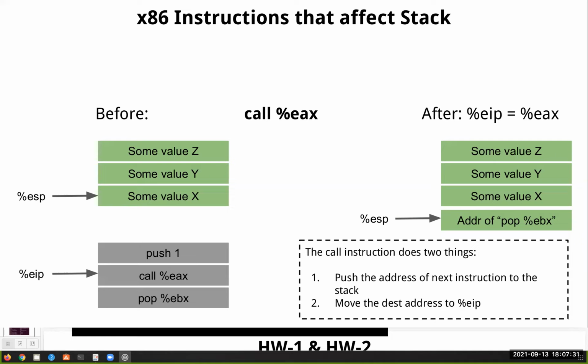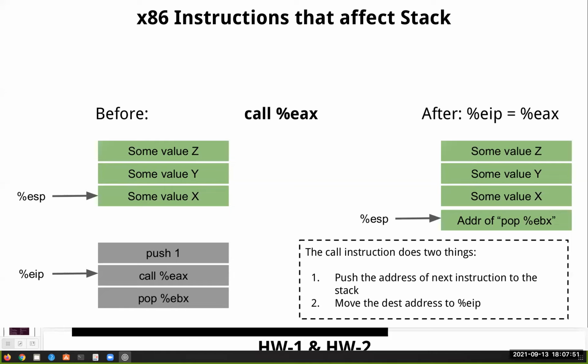This is low address. This is high address. The code goes this way. The stack also goes this way, but this is high address. This is low address. So the code here is we have push one already executed. Now EIP, the instruction pointer, points to call EAX.